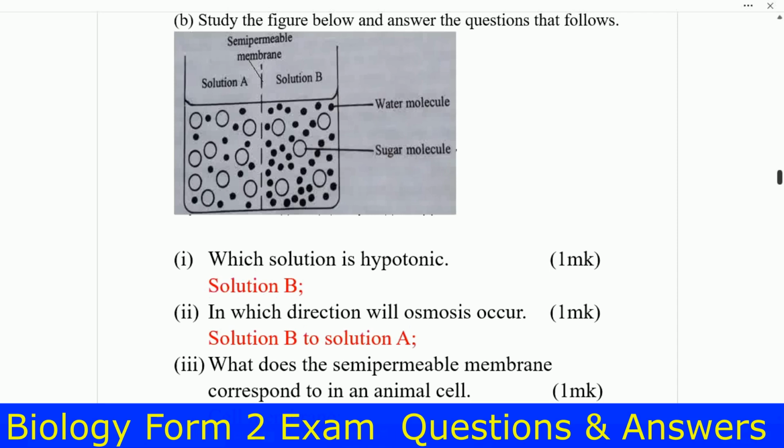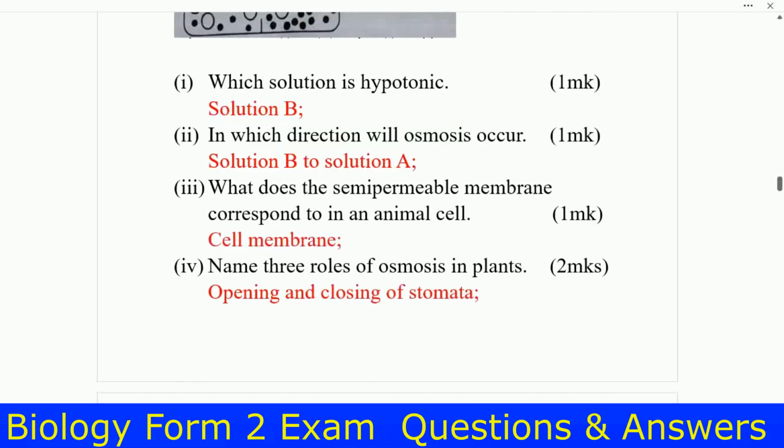Number 2, in which direction will osmosis occur? How will the osmosis occur? And we have said this one is water and the sugar molecules. Which side will the water move to? That one is from B to A, because A has more sugar molecules, hence it is highly concentrated. It is hypertonic solution.